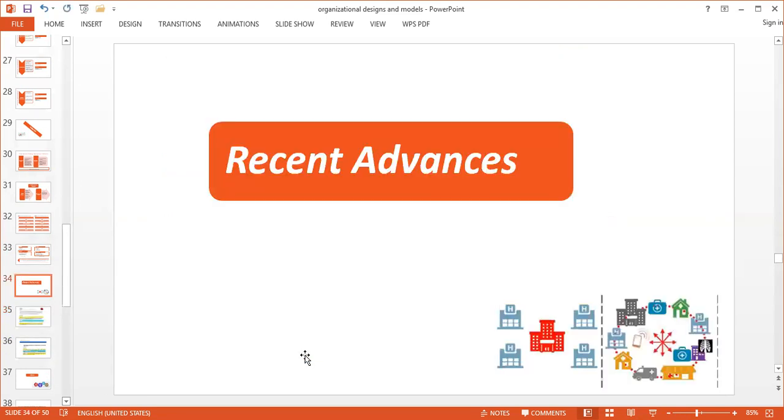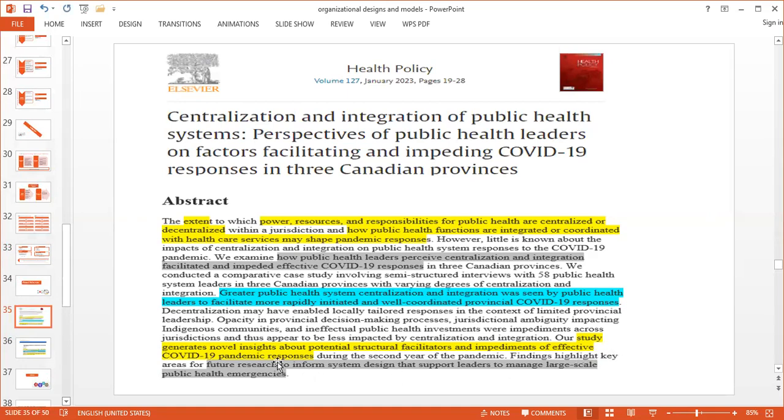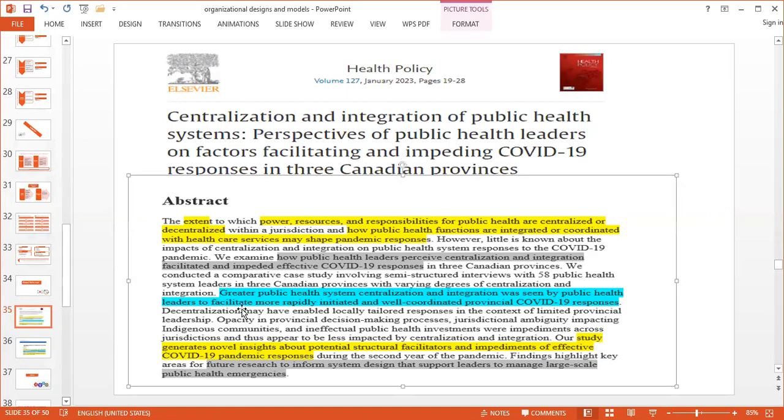In this study, greater public health system centralization and integration was seen by public health leaders to facilitate more rapidly initiated and well coordinated provincial COVID-19 responses. The study generates a novel insight about the potential structures facilitating or impeding the effectiveness of COVID-19 pandemic response, and features research on information system design that supports leaders to manage large-scale public health emergencies.